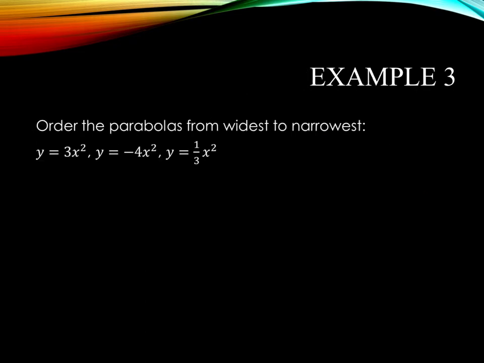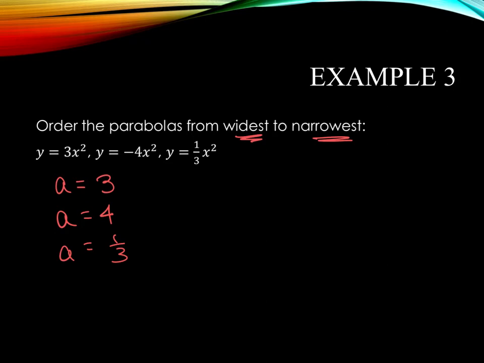So for example 3, it wants us to order our parabolas from the widest to the narrowest. So if I look at my a values, I have a equals 3, a equals 4, and I know it's a -4, but I just need the numerical value, not a positive or negative. And I have a equals 1/3. So I want it to be the widest all the way down to the narrowest.